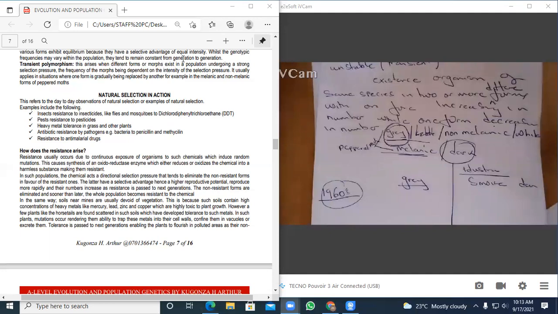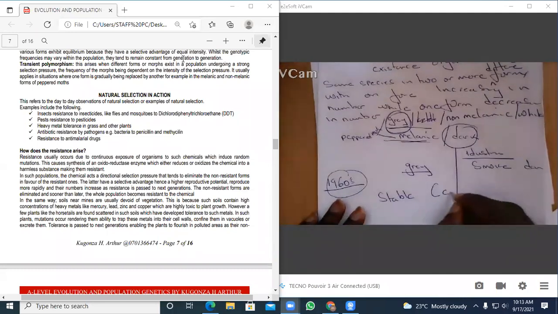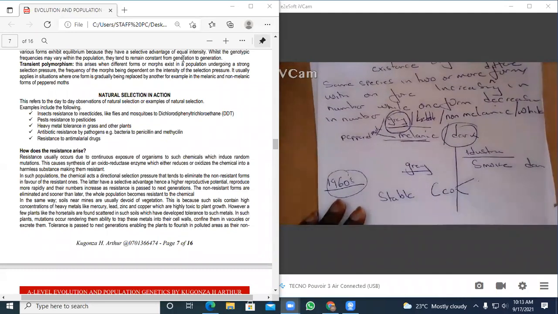But under stable, when we are looking at the other one, we said all the forms remain in a constant form. None is increasing, none is decreasing. All of them can survive together within the environment. Are we together? Can you distinguish between unstable and stable polymorphism? Therefore, under stable, we have constant forms of the different forms of the same species. Constant.